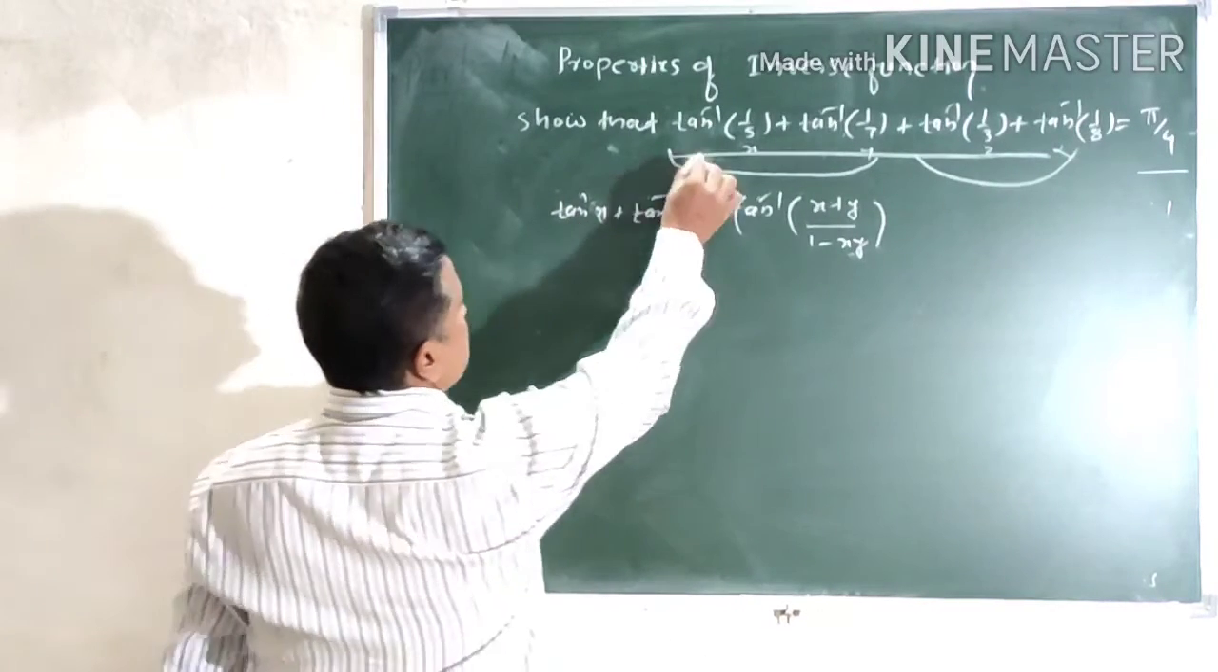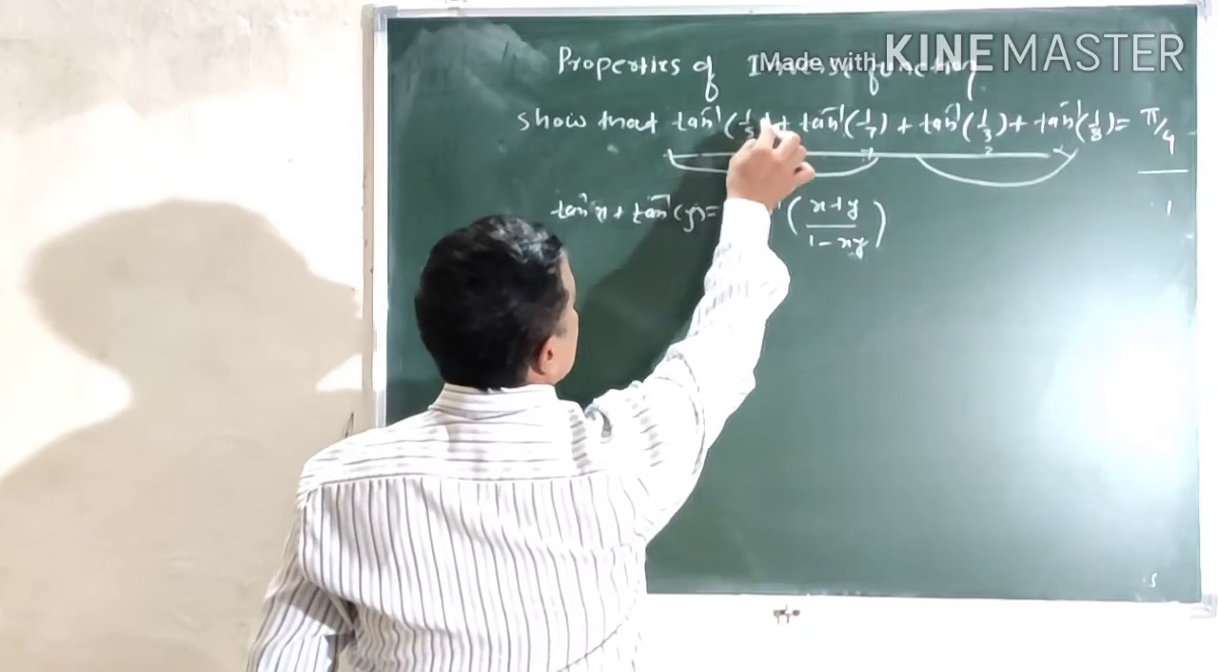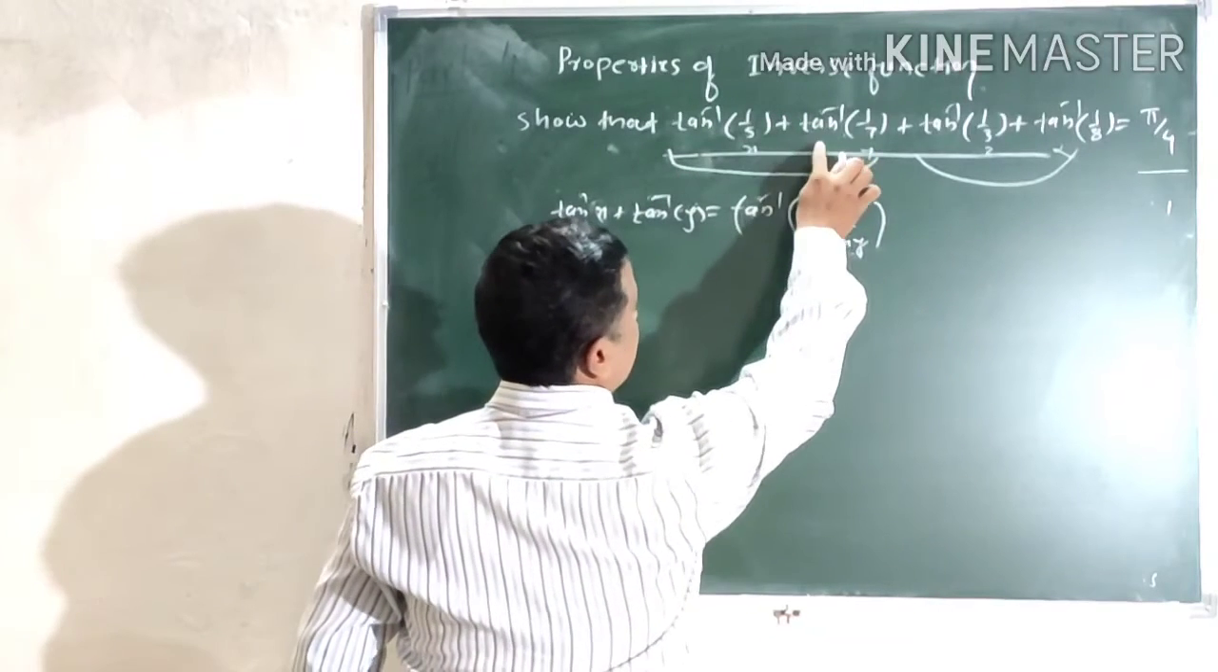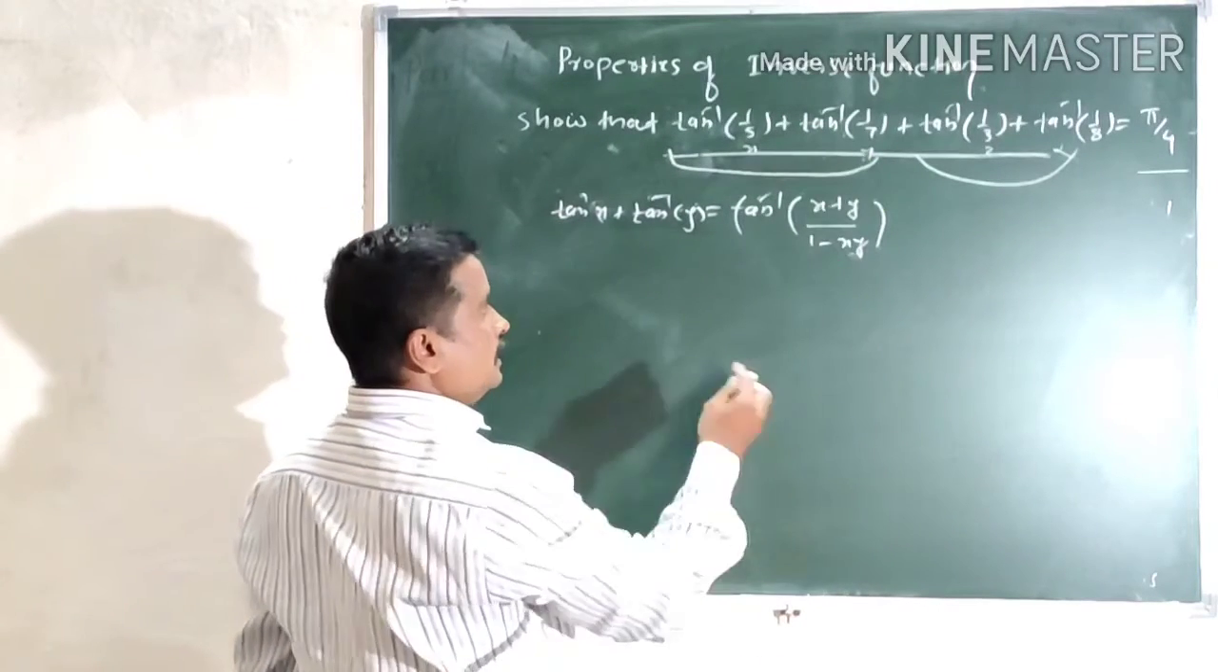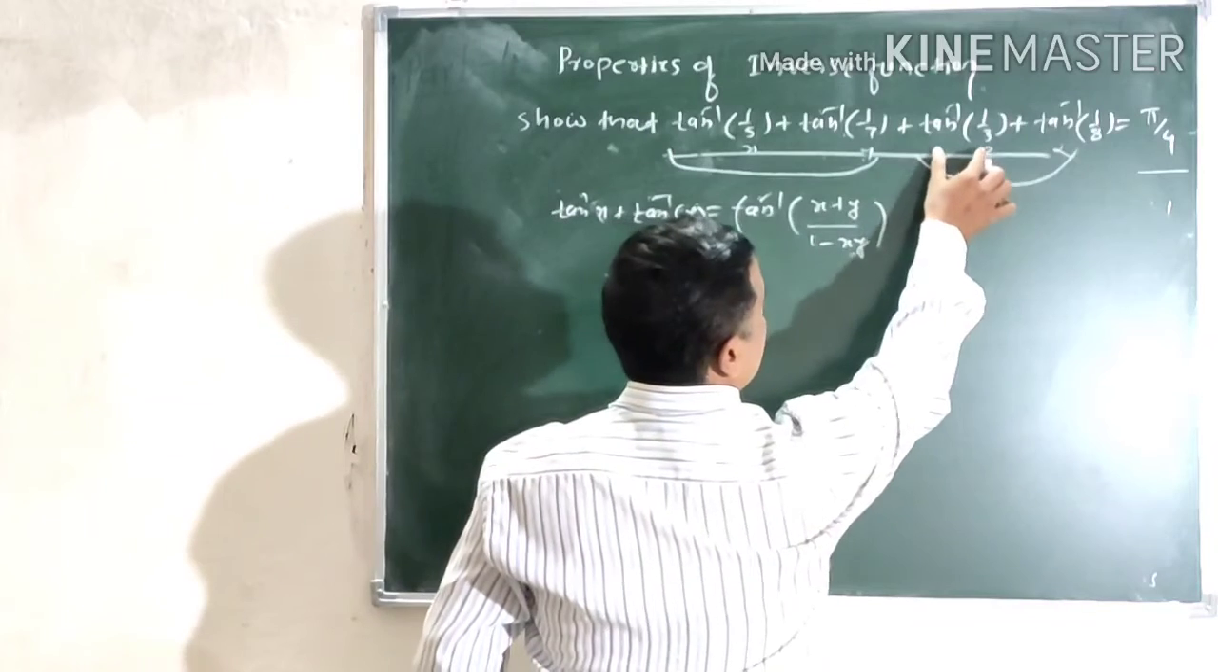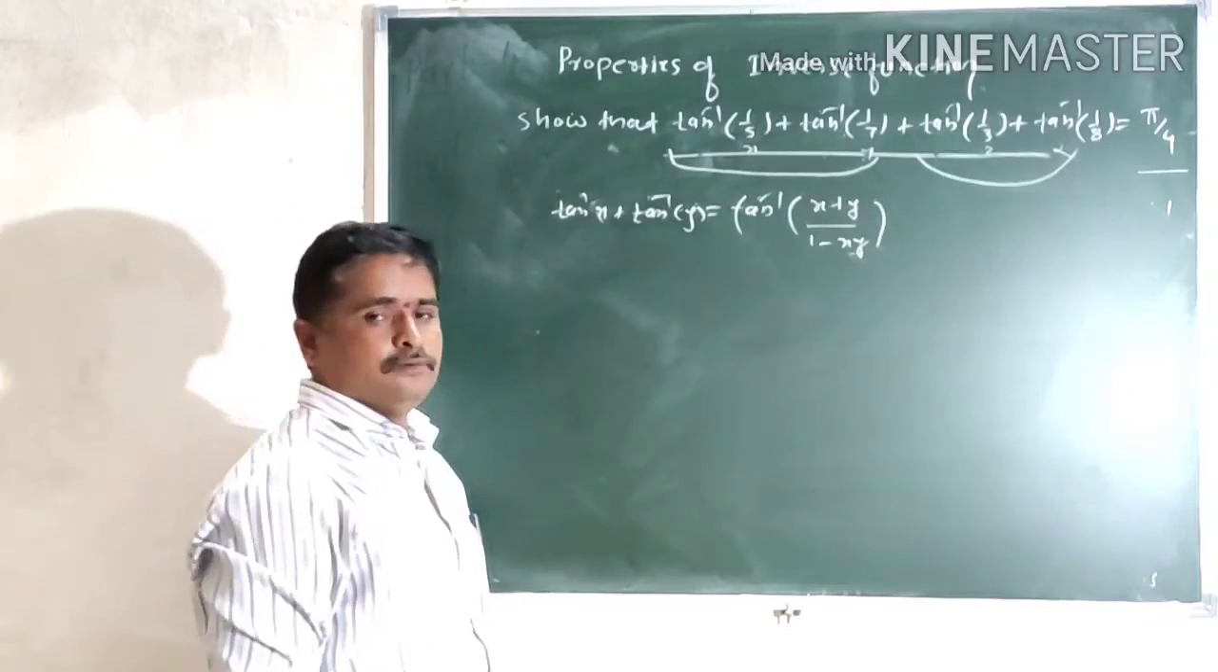So use this property on tan inverse of 1 by 5, again tan inverse of 1 by 7, again tan inverse of 1 by 3 and tan inverse of 1 by 8.